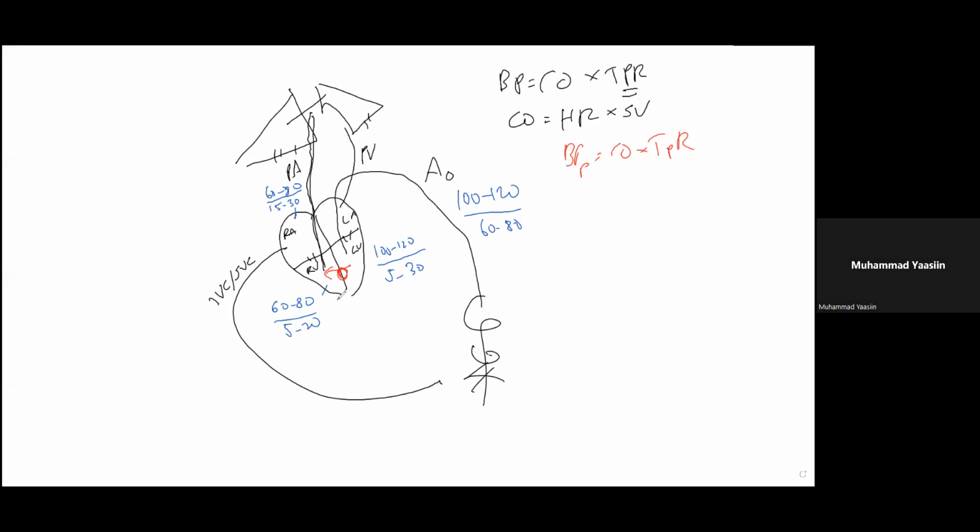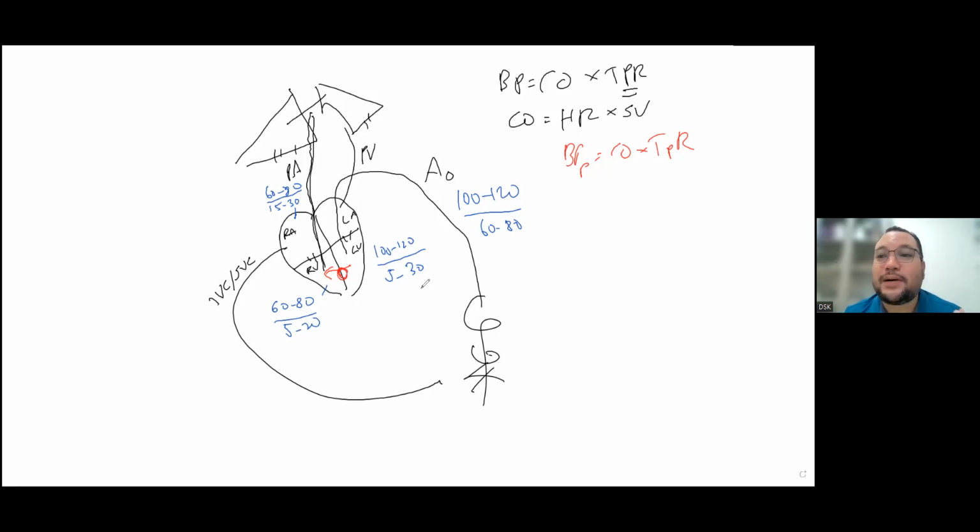Tak ada. Masa diastolic tak ada shunting because pressure gradient dia lebih kurang sama. Bila pressure gradient lebih kurang sama, there's not much shunting. Bila tak ada shunting, maknanya ada murmur tak? Because murmur are basically sound. Sound, what is sound? Sound is vibration, kan? Sound is vibration.